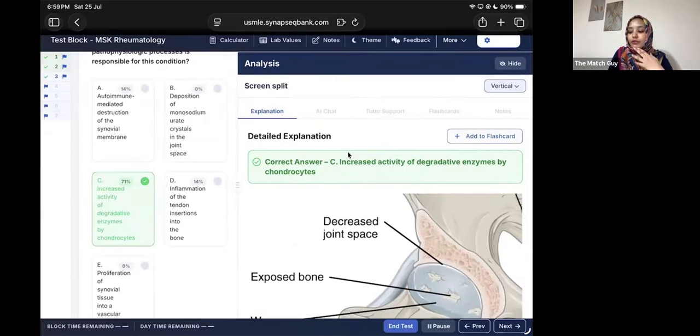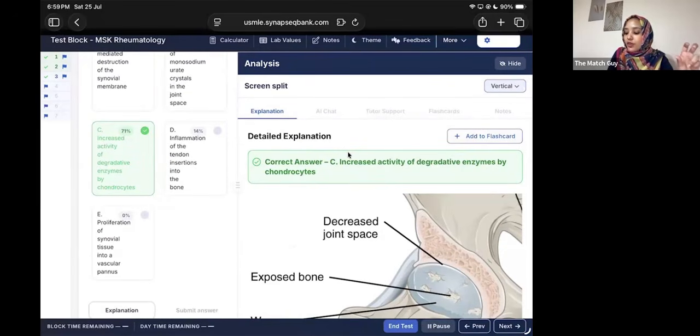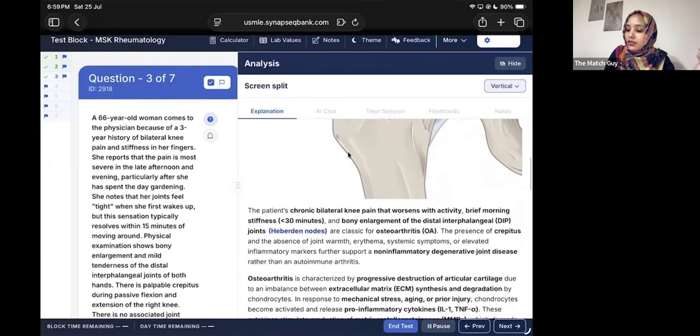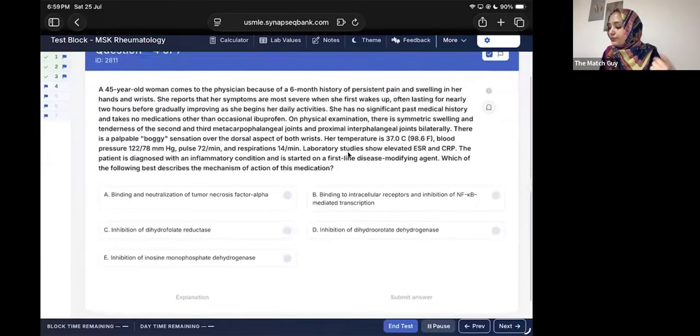For D, where would we see D? Ankylosing spondylitis. You can see it in all seronegative arthritis, but mainly ankylosing spondylitis. Proliferation of synovial tissue into vascular panels. This is also going to be rheumatoid. Yes. Okay, let's see this one.